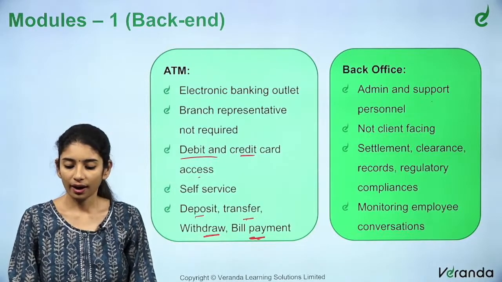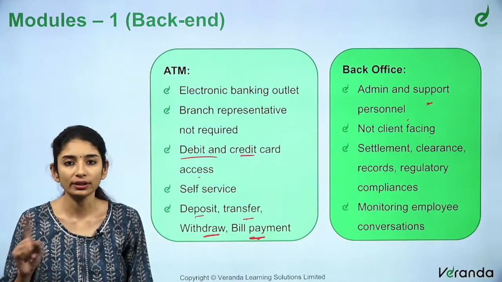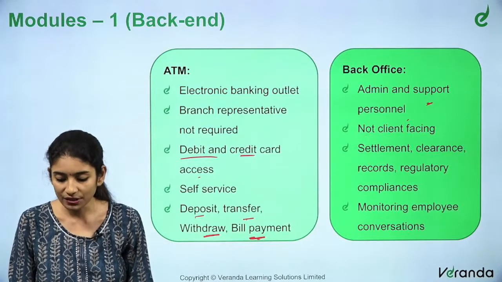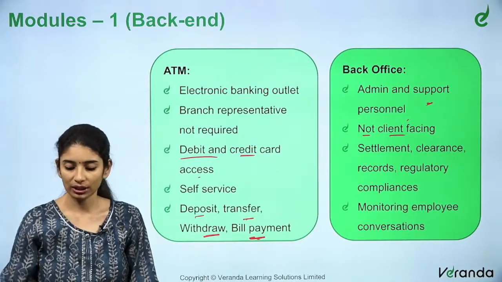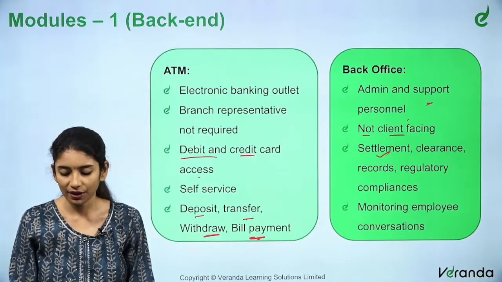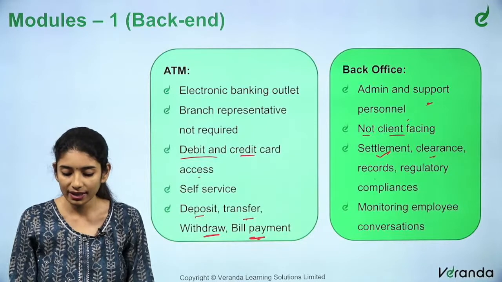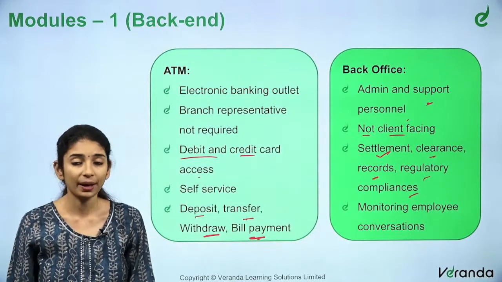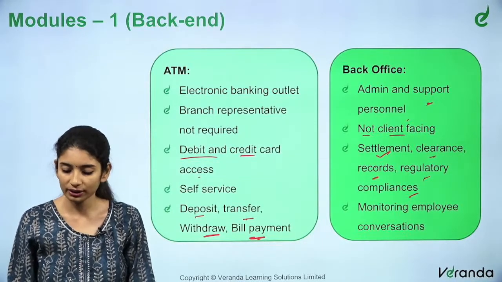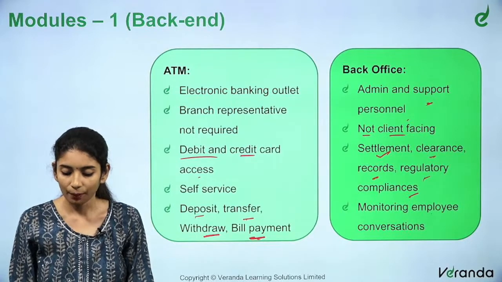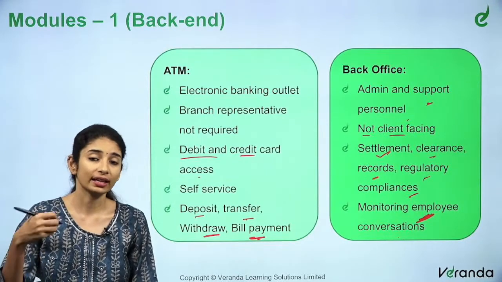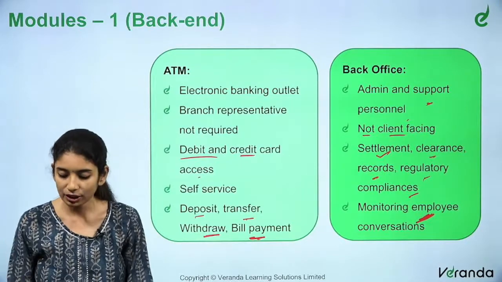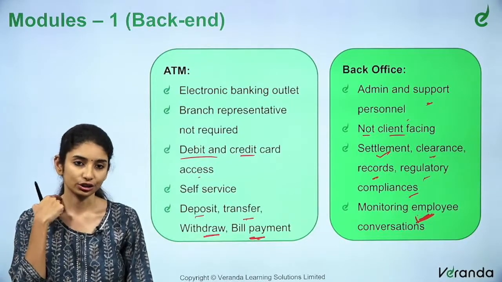Back office, admin and support personnel, is not client facing, because only the branch office is client facing. They have the functions of settlement, clearance, regulatory compliances, maintaining records. All these are the back office functions. Monitoring employee conversations to check if they are not dealing in any forbidden securities. They need to monitor employee conversations, right?